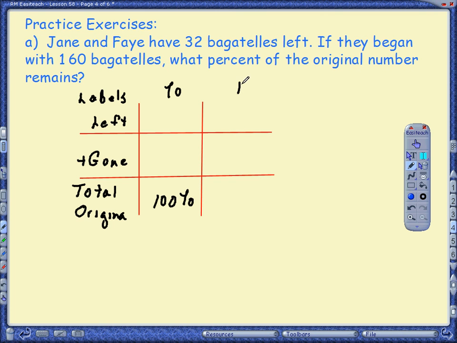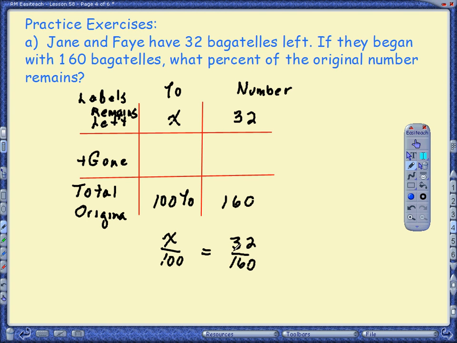Okay, they have 32. This is the number that we're dealing with. 32 bagatelles left. That goes here. And the original number is 160 bagatelles. We want to know what percent of the original number remains. So this goes by left or remains, just like the first problem that we did. We're going to put x over 100 equals 32 over 160.